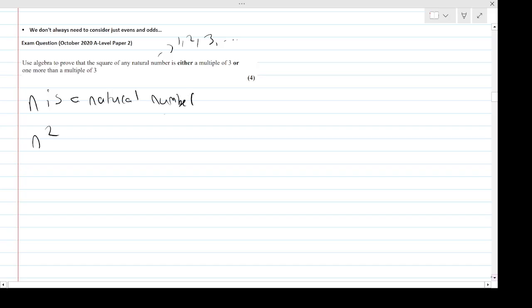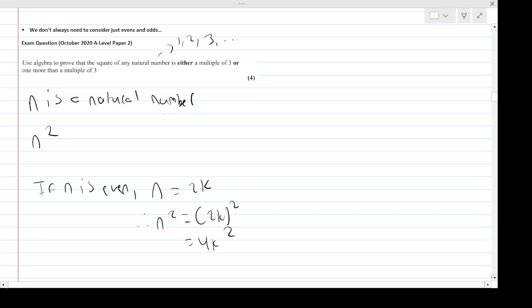So again, for the square of any natural number, if n is a natural number, then we have n squared, right? And n can be 1, 2, 3, 4, 5, and so on. So we then consider n squared. But we can't do anything with that, right? So let's consider odd and even. If n is even, then that means we can write n in the form 2k, a multiple of 2. Therefore n squared is 2k all squared, which is 4k squared.